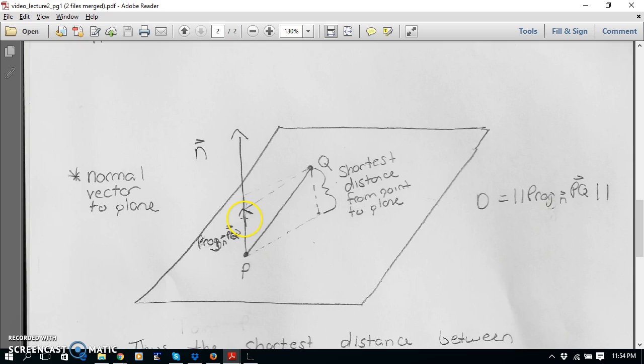Then, from what you can see here, this projection actually represents the shortest distance from Q to the plane. Thus, the shortest distance can be represented by the magnitude of PQ onto n.